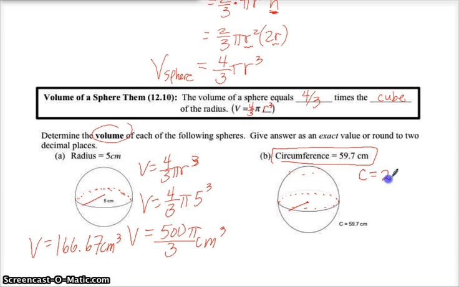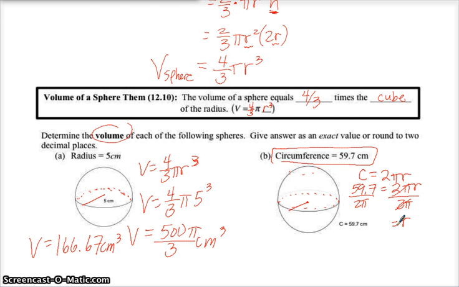Remember, circumference equals 2 pi r. What is the circumference? It's 59.7, so we substitute that in for c. And now to isolate r, we have to divide each side by 2 pi. So grab your calculator and divide each side by 2 pi.